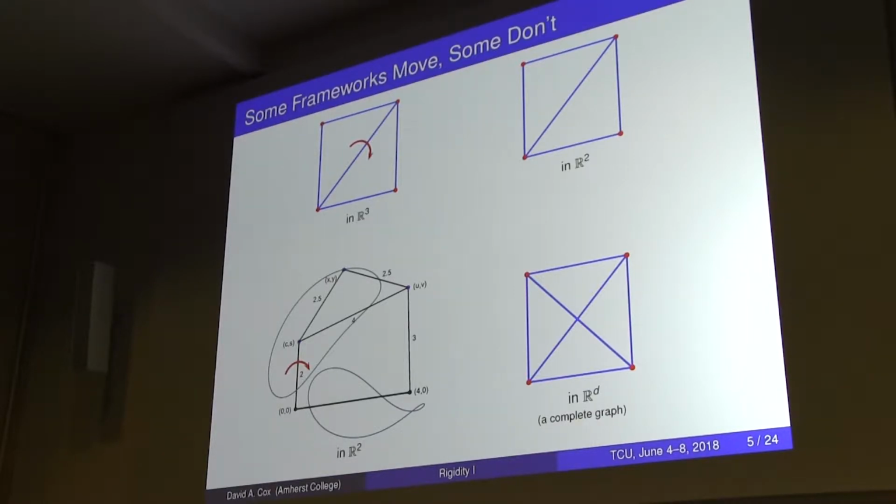And so this one we're going to call rigid. Here's one, of course, that does move. This was the 4-bar mechanism. And the point is that all these lengths are fixed.